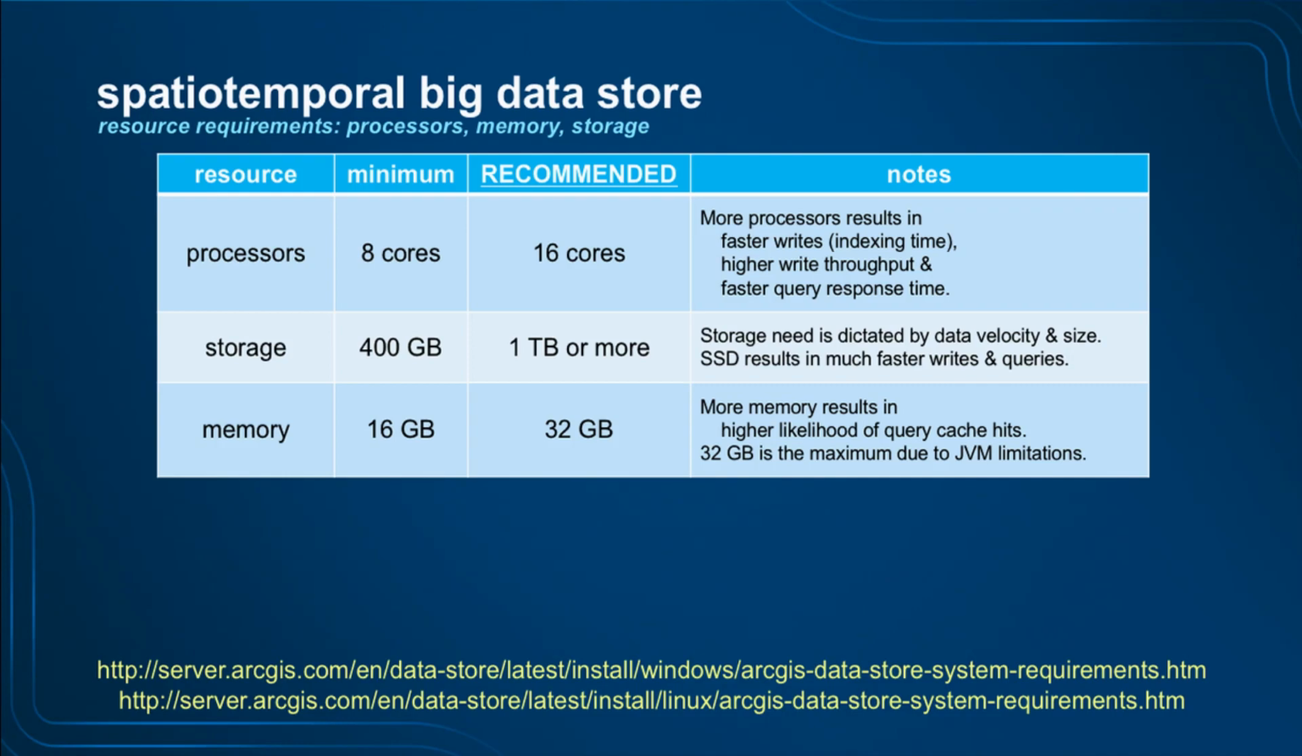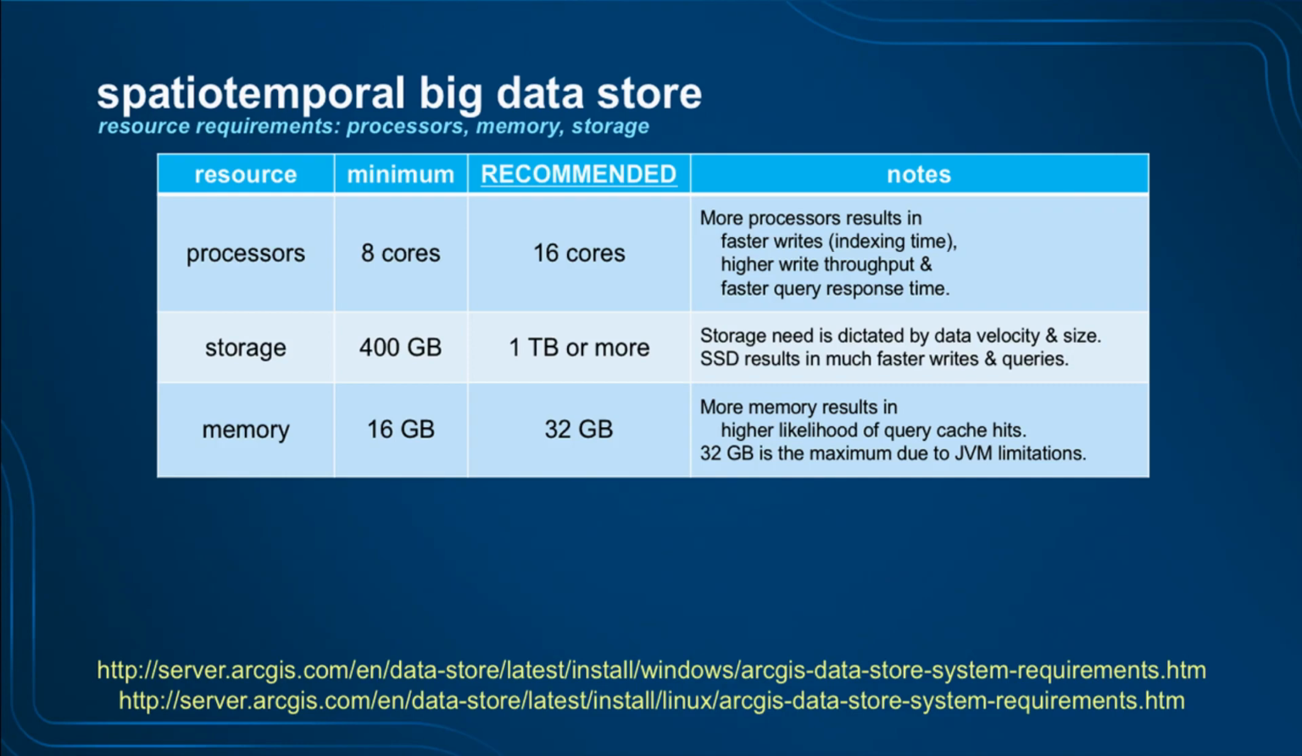The more memory you have, the higher the likelihood of your query cache hits, and you don't want to go above 32. We've had some clients that have bought 256 gig RAM machines, and that's not going to do you any more good. So it's better to add more machines that are 32 gig than it is to add machines with bigger RAM, because we really can't utilize anything more than 32 gig anyway.